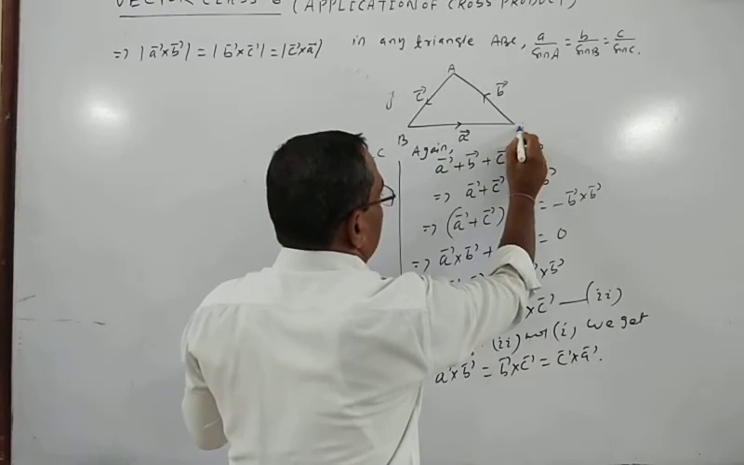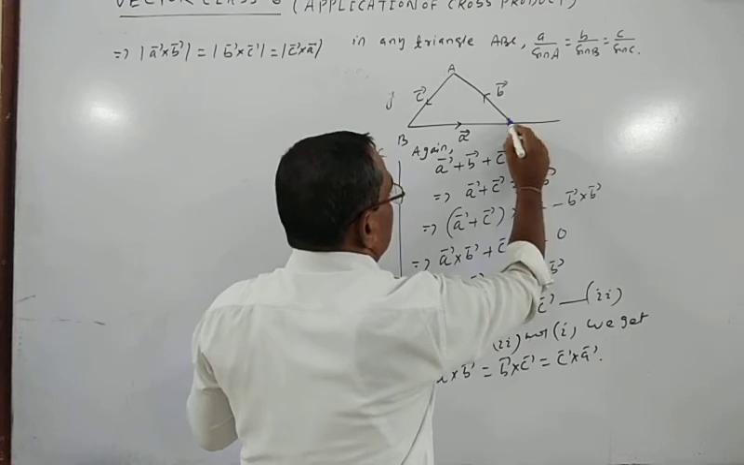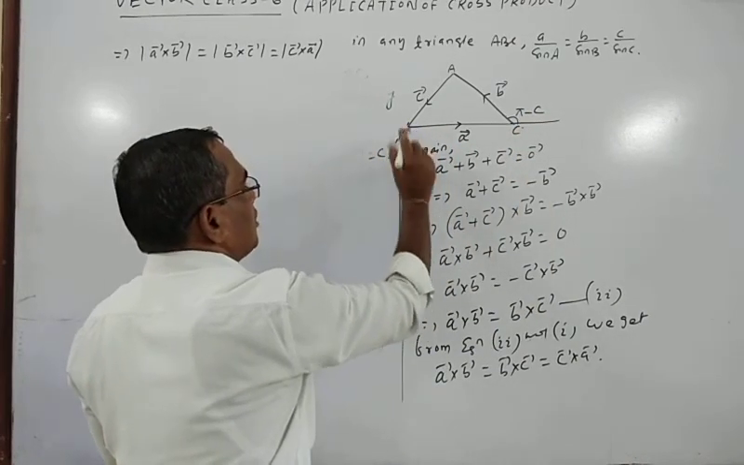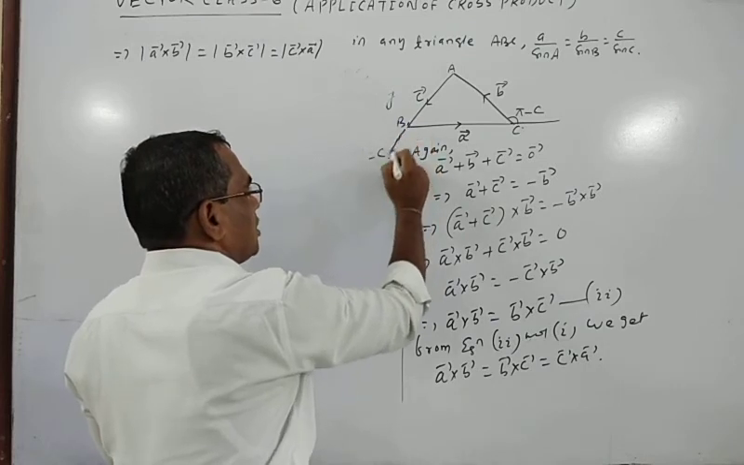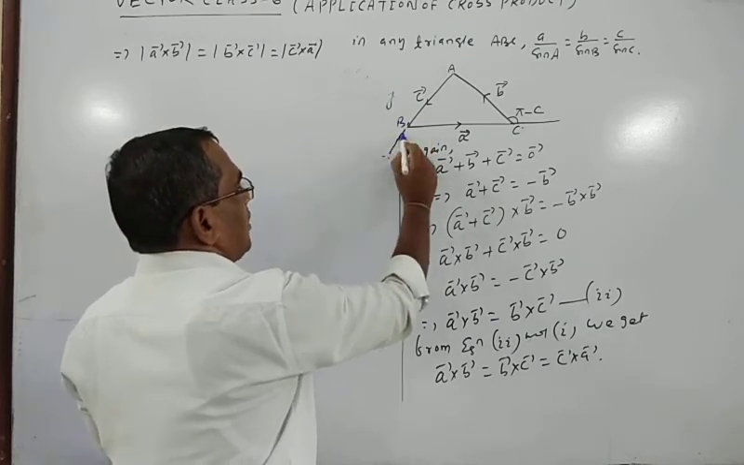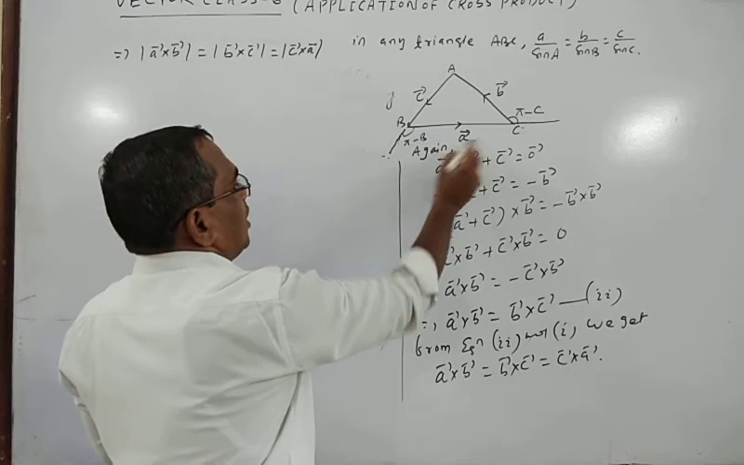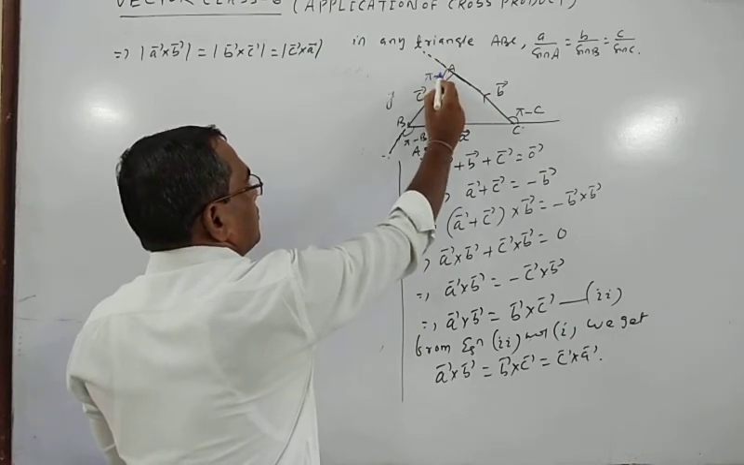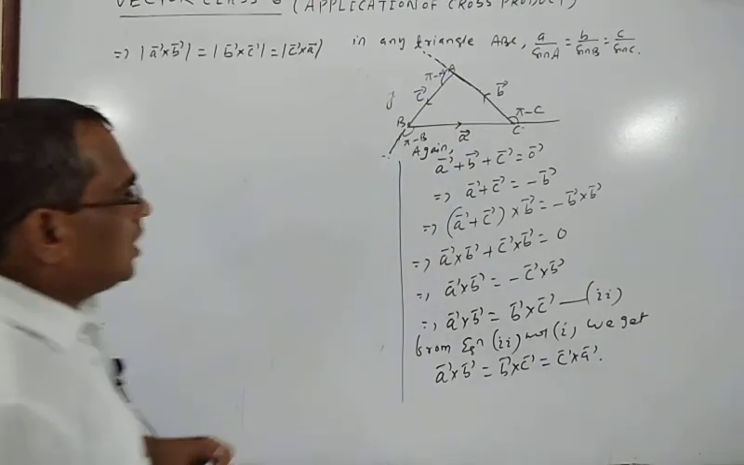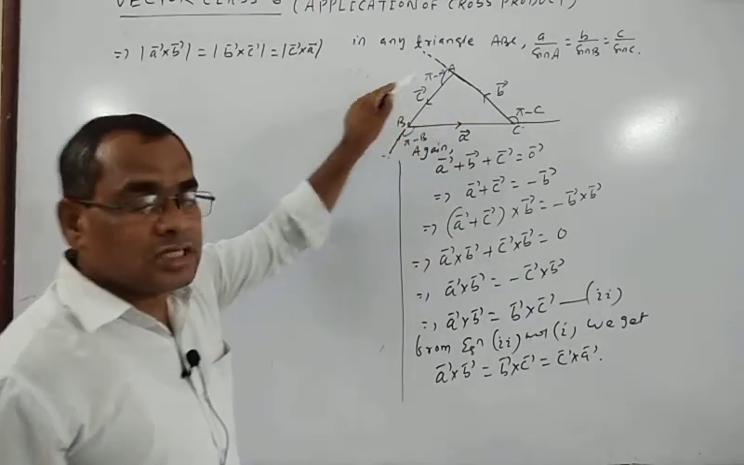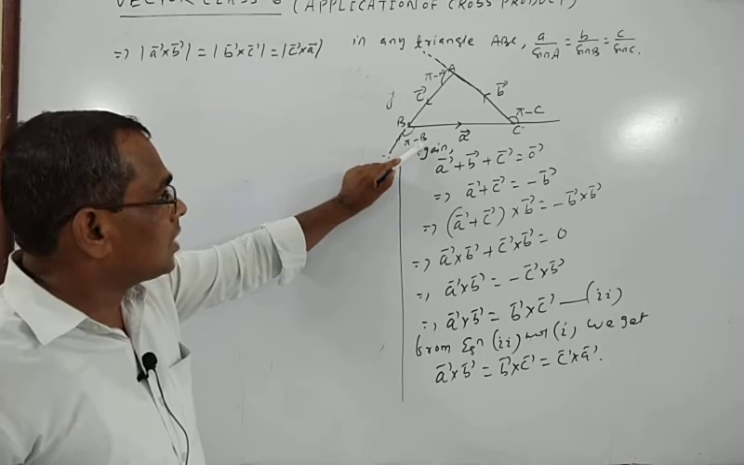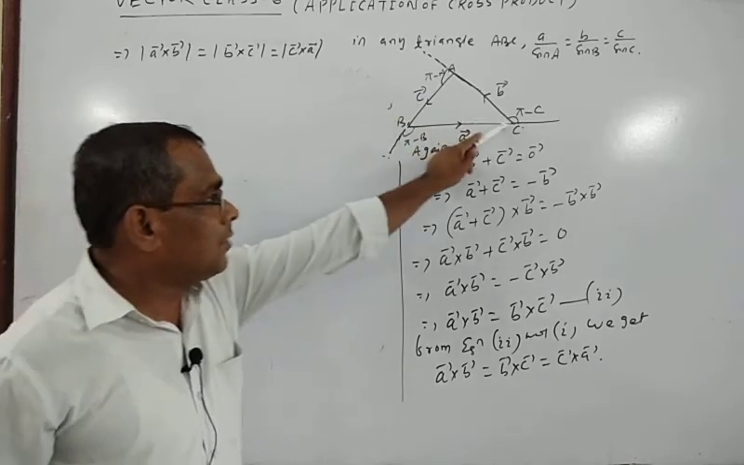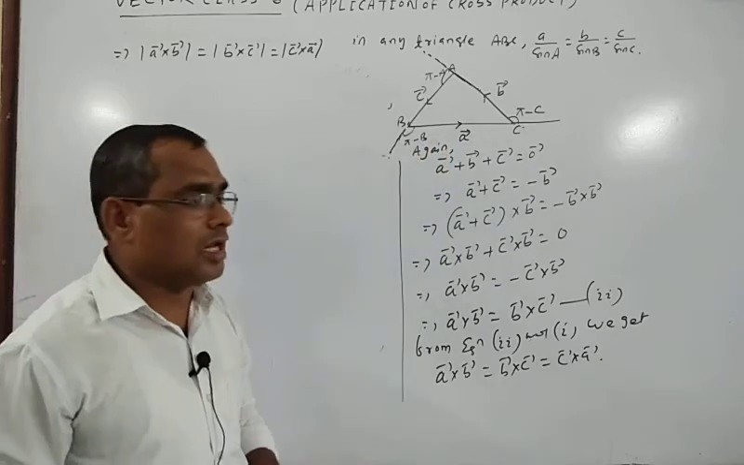So the angle between A vector and B vector is pi minus C, and this angle is B. But this one is what? Pi minus B. And this angle is pi minus A. So pi minus A is the angle between B vector and C vector. Pi minus B is the angle between C vector and A vector. And pi minus C is the angle between A vector and B vector.